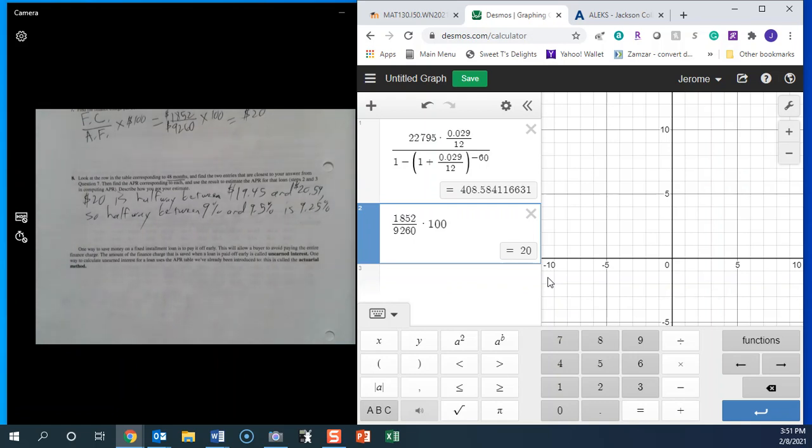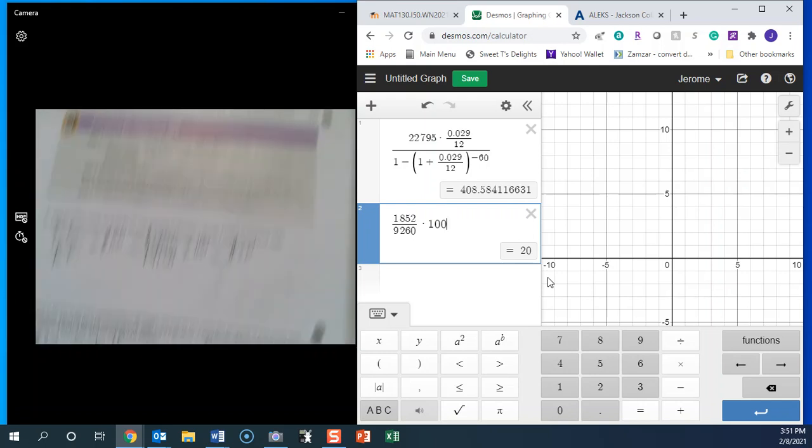Okay, one way to save money on a fixed installment loan is to pay it off early. This would allow a buyer to avoid paying the entire finance charge. The amount of the finance charge that is saved when a loan is paid off early is called unearned interest. One way to calculate unearned interest for a loan uses the APR table we've already been introduced to. This is called the actuarial method.